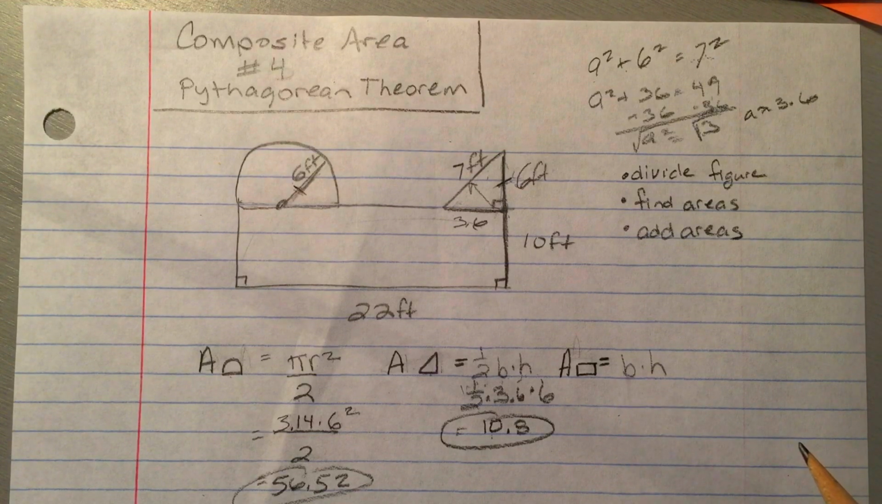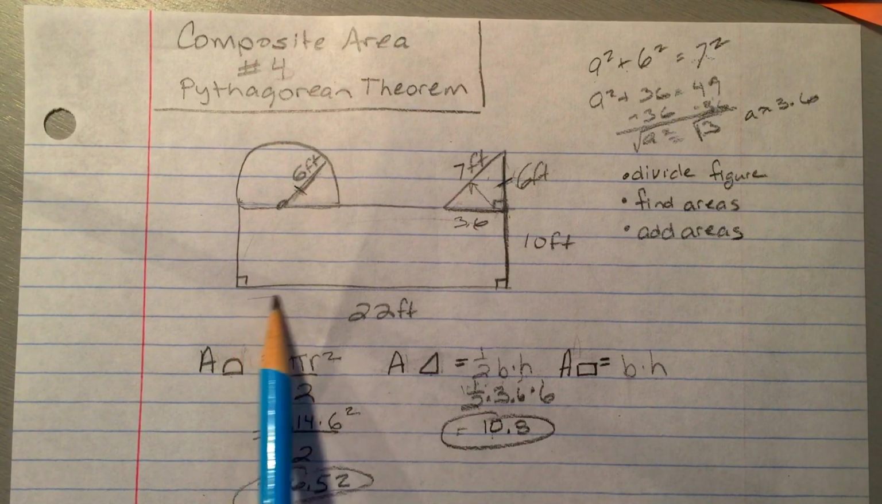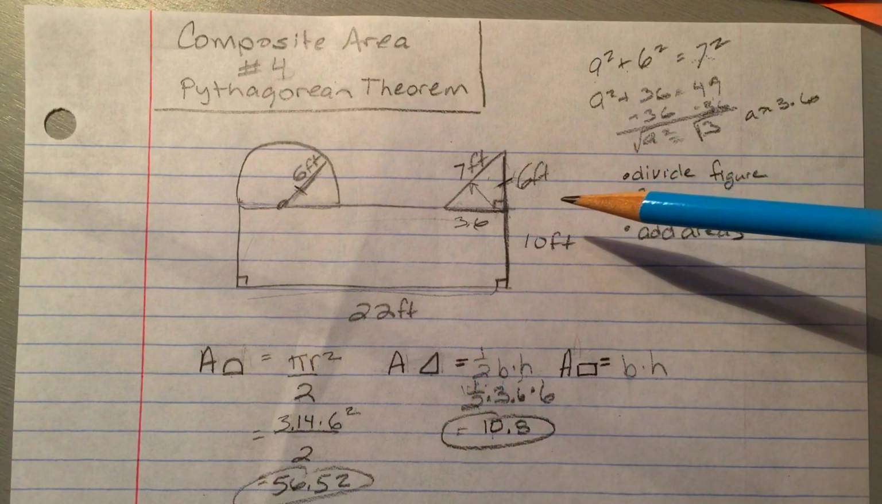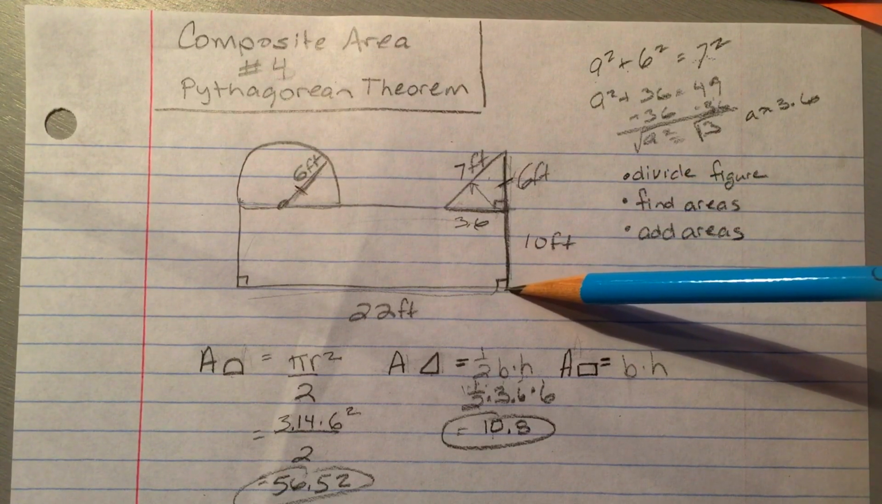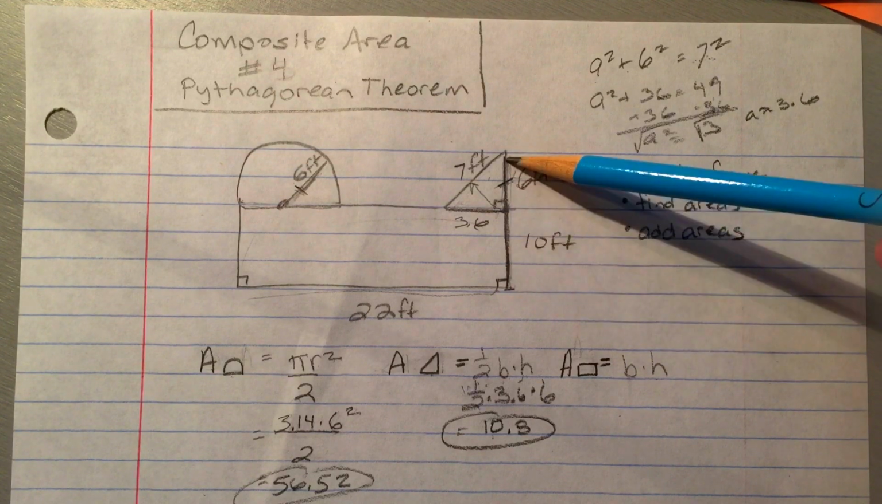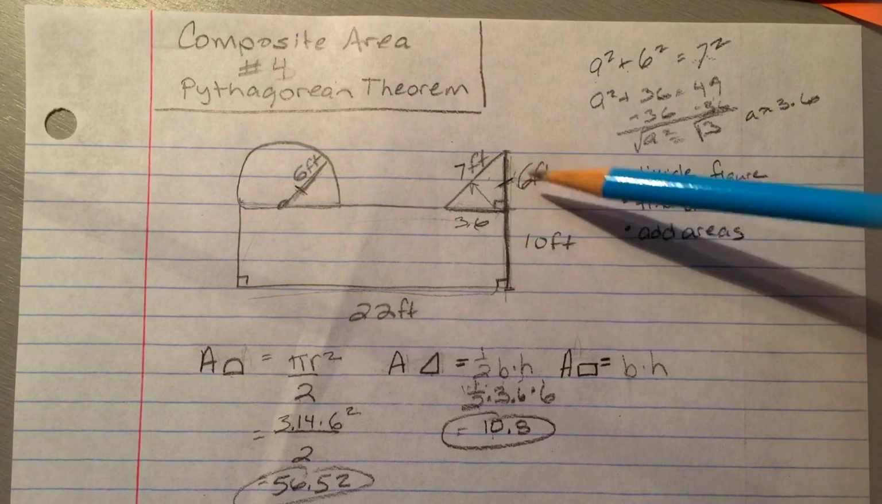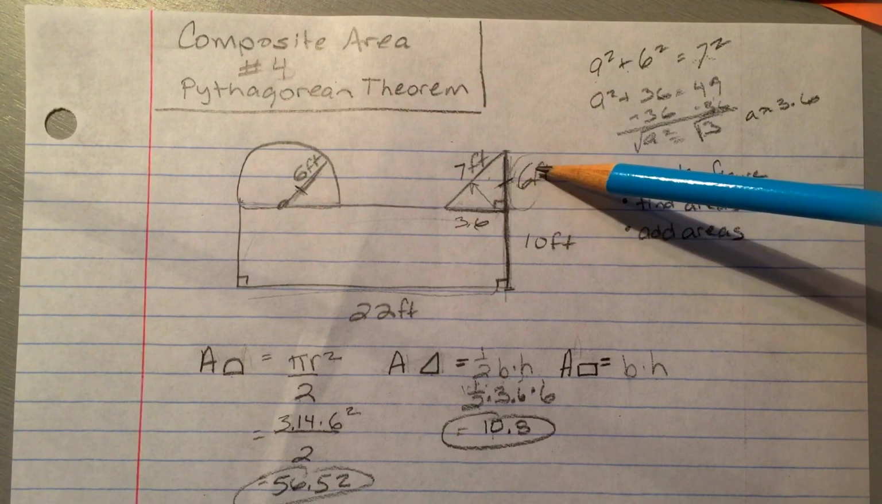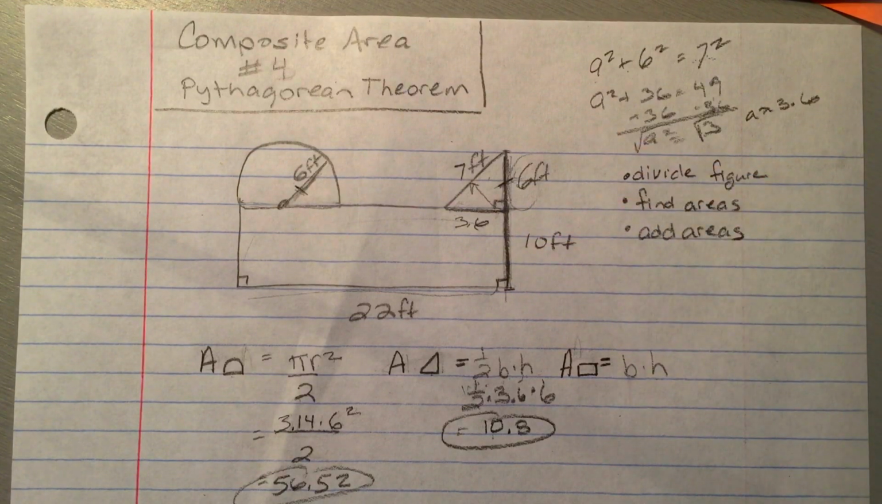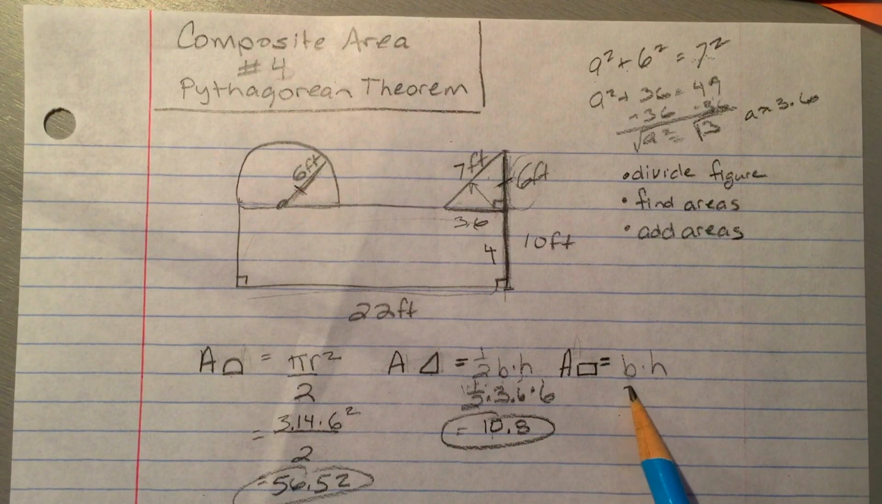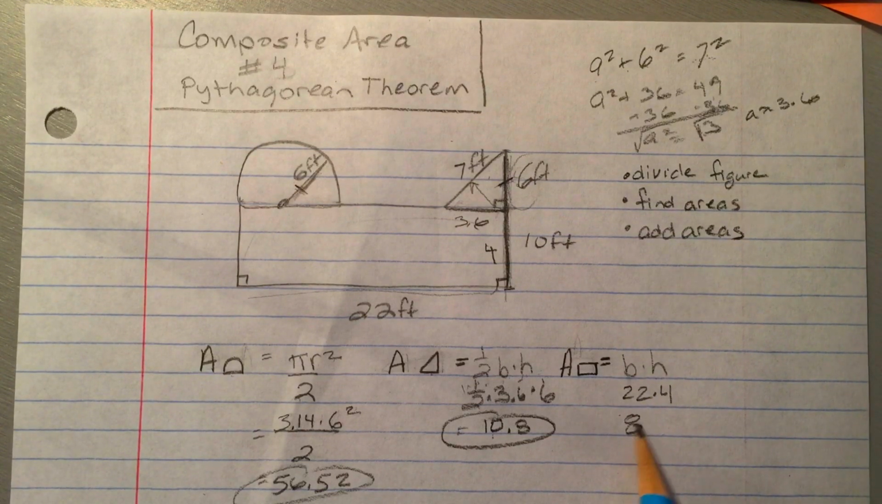And then the area of the rectangle, base times height. I see a base of 22, and this says a height of 10. But this original figure had the 10 representing the entire side here. And I've just realized that this triangular portion is 6 feet, so this part here must be 4 feet. So that is the height of our rectangle. So the base is 22, the height is 4. So 22 times 4 is 88.